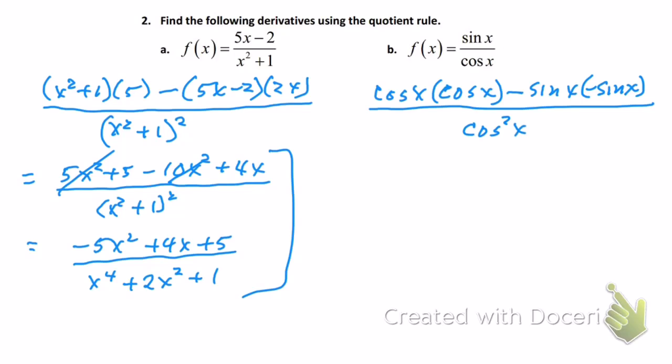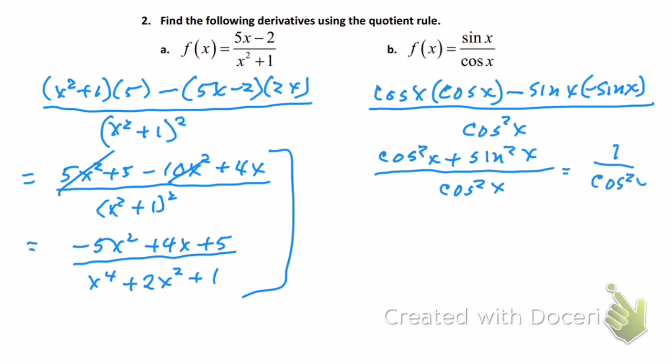Yeah? So on top I've got cosine squared x plus, oh, you're going to love this, sine squared x. Alarm bells ought to be going off. Be glad you did all those identities last year. So I've got 1 over cosine squared x. Depending on the context, I could leave it like that. If I didn't want fractions, what could I say? There you go.